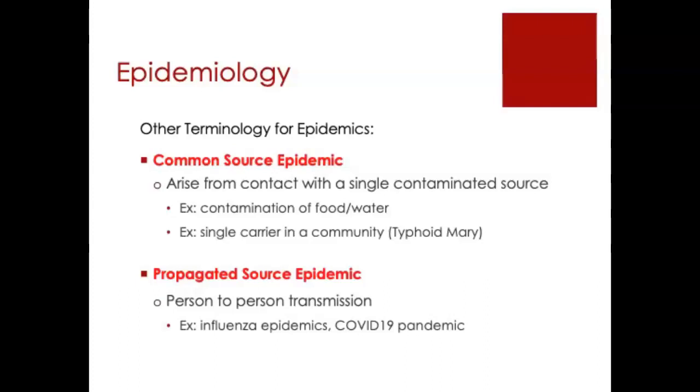A different type of epidemic is the propagated source epidemic. In this type of epidemic, people are transmitting the infectious disease one to another. So instead of there being a common source that everyone gets exposed to, as people get infected, they then go out and infect other people. Influenza epidemics are propagated source epidemics, and of course, the pandemic that we're experiencing right now is another type of propagated source epidemic.